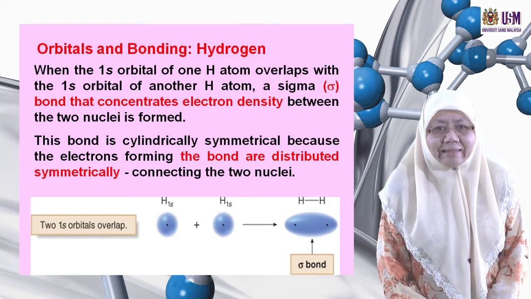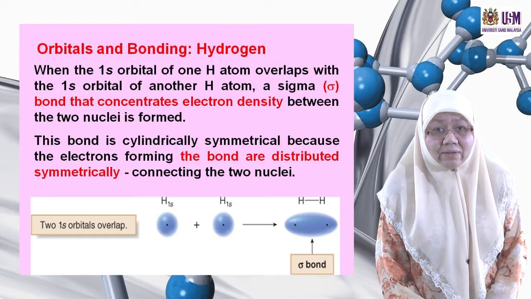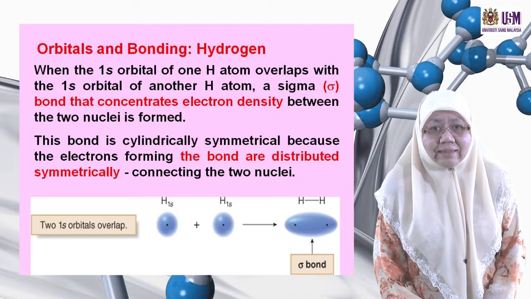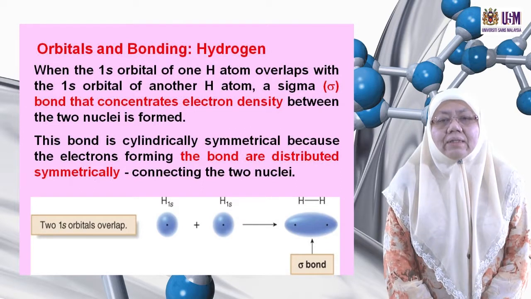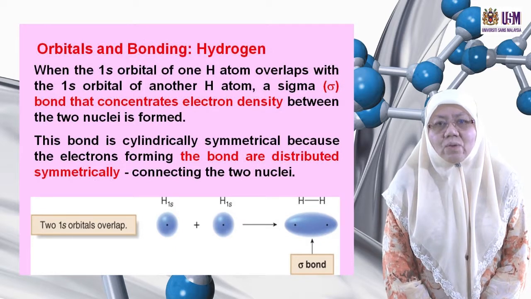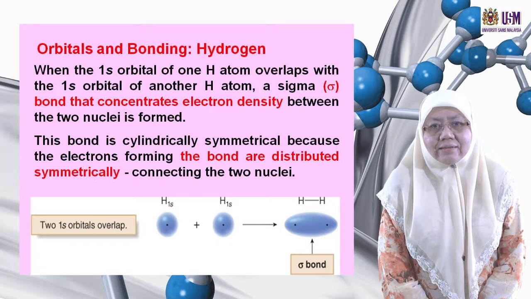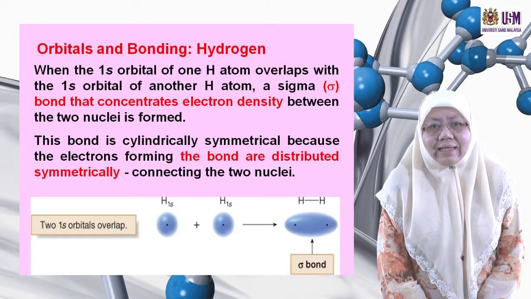As we can see in the diagram given, we have the first hydrogen atom on the left with the one electron in the 1s orbital, with the hydrogen atom on the right also with one electron in the 1s orbital. When these two orbitals overlap, they will form a cylindrical orbital, and this is called a sigma bond. And the bond, as we can see, is distributed symmetrically connecting the two nuclei. When the two orbitals from the different hydrogen atoms overlap, the bond formed is cylindrically symmetrical, and this bond is distributed equally, and they connect the two nuclei forming a sigma bond.